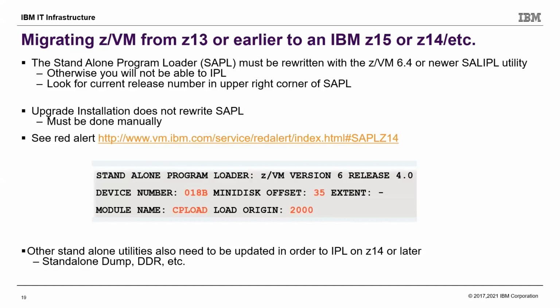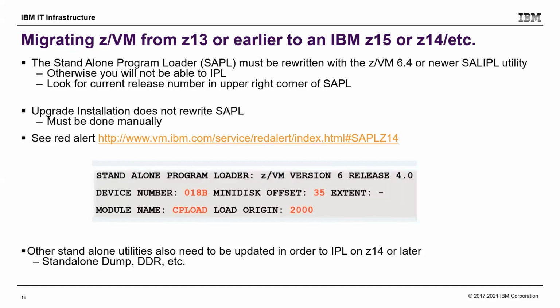But if you were running on previous releases and you maybe did upgrade installations as you progressed through the releases, upgrade installation does not rewrite the loader program. So if you've been using it and you have an older copy of the loader program out there, and probably haven't realized it, you'll need to run SAL IPL with one of the more current releases of z/VM, at least 6.4.